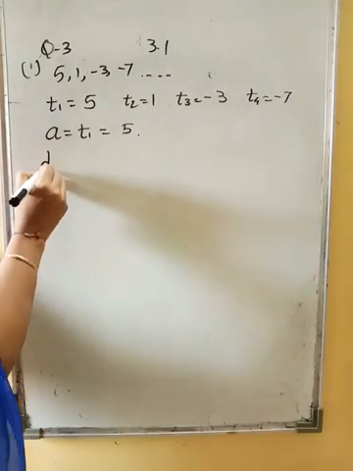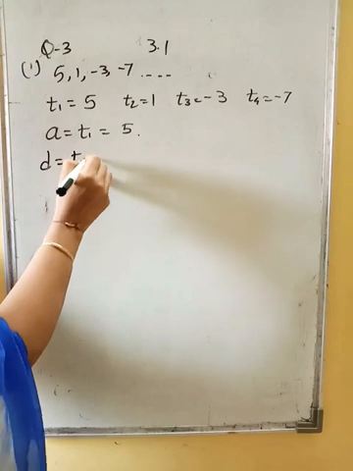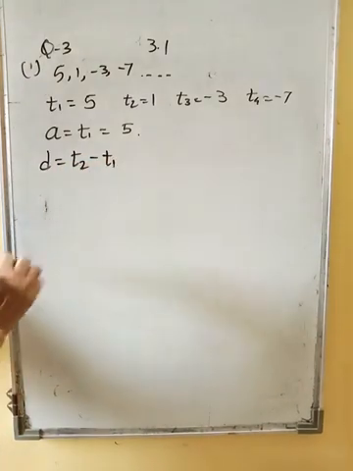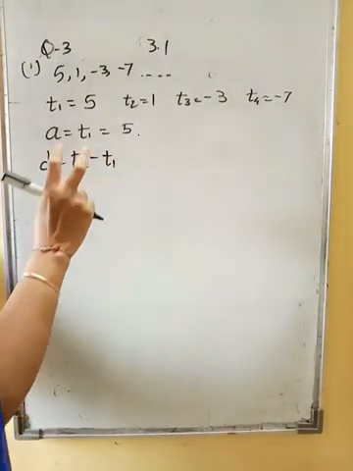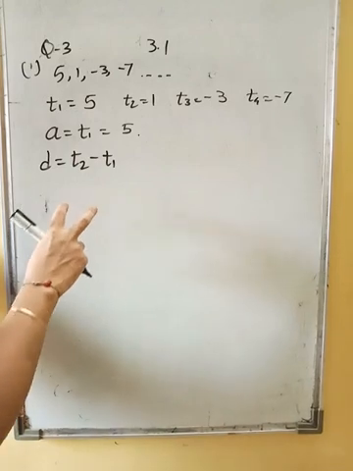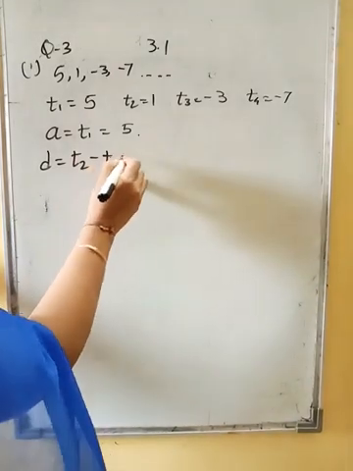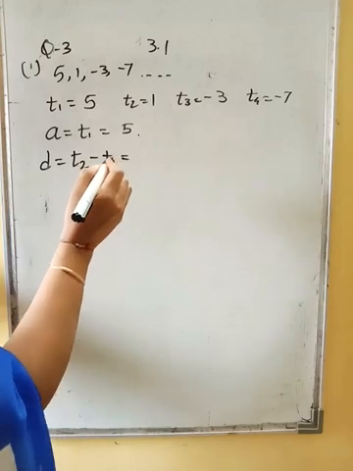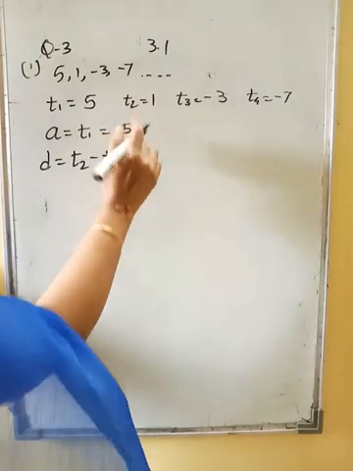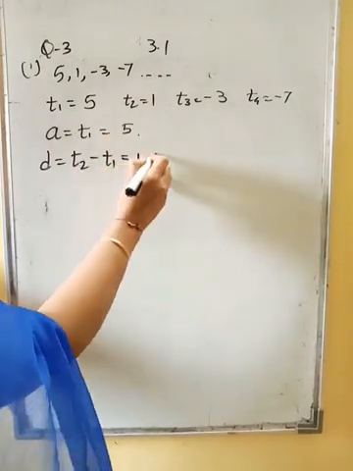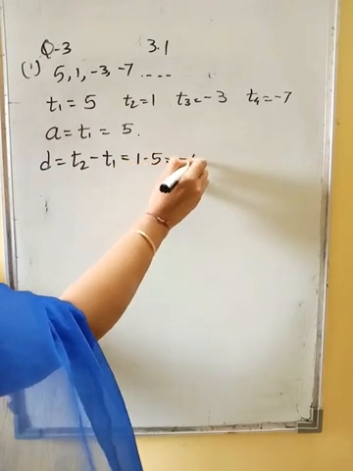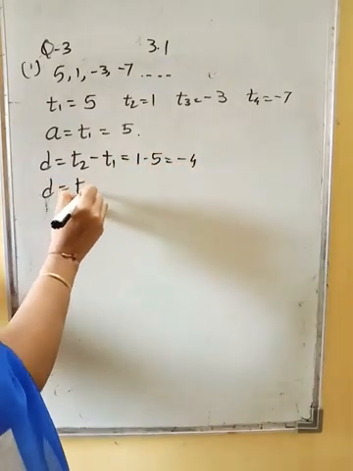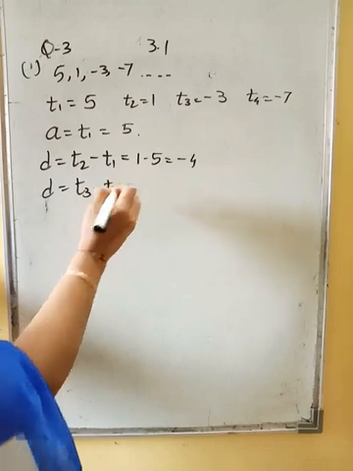Now difference. How to find the difference? Difference is the difference between two consecutive terms. So either you take T2 minus T1 or T3 minus T2 or whatever. So let us do it. T2 is 1. 1 minus 5. So that is minus 4. Then check it again with the next term also.